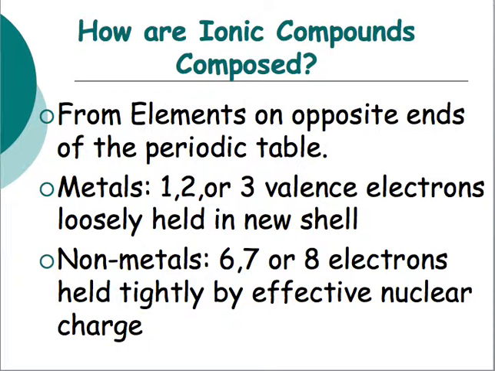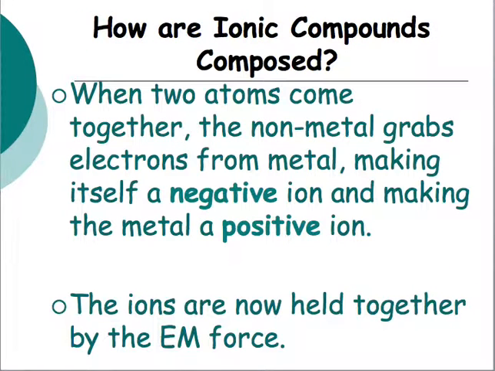And then the nonmetals have 6, 7, or 8 electrons held tightly by the effective nuclear charge. So they don't want to lose any electrons. They're hanging out there pretty tightly and want to stay with their atom. So when the two atoms come together, the nonmetal grabs electrons from the metal, making itself a negative ion and making the metal a positive ion. With that loose connection to the nucleus, the metal just gives up its electrons, and with the nonmetal having that strong force, it's pulling those electrons to it. So the ions are now held together by the electromagnetic force.